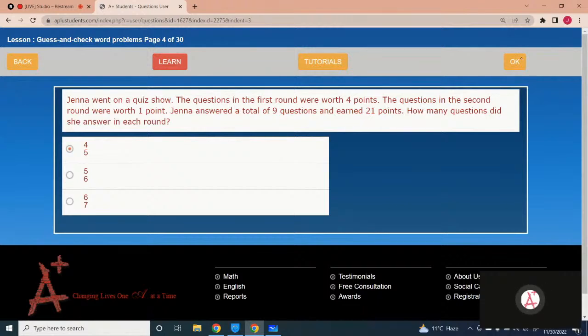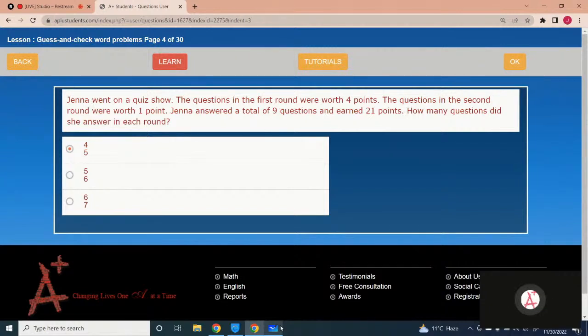You can just check the values. 4 times 4 is 16. And the second one is 16 plus 5, which is 21. Yes, it would be the first option, because she answered 9 questions. Got it? How many questions did she answer in each round?